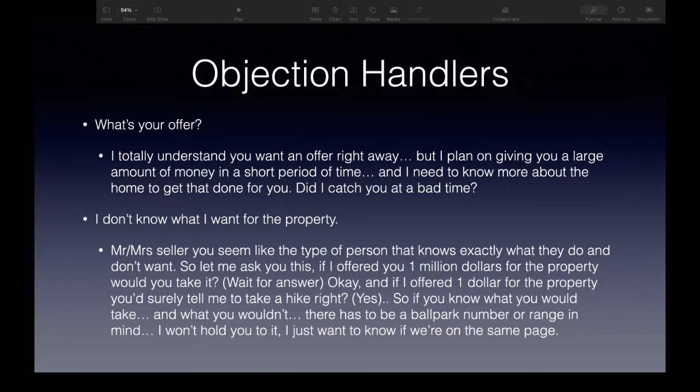Seller says yes. Okay, Mr. Seller. And if I offered you $1 for the property, you'd surely tell me to take a hike, right? You tell me kick rocks and you probably hang up on me, right? You're going to say yes. So if you know what you would take and what you wouldn't take, there has to be a ballpark number or a range in mind. And I won't hold you to it. I just want to make sure we're on the same page.